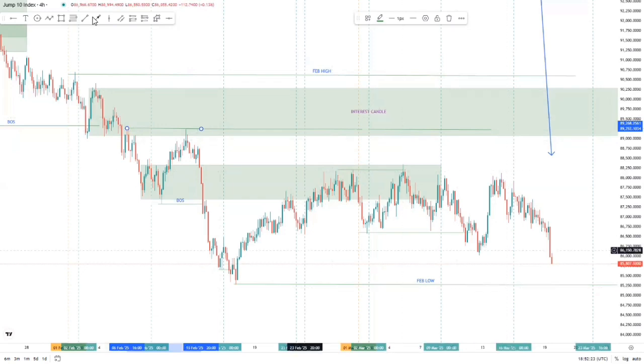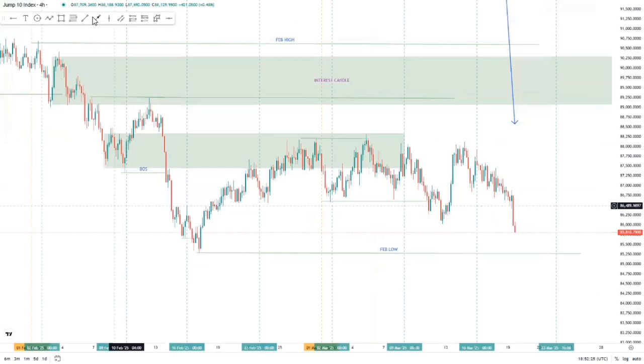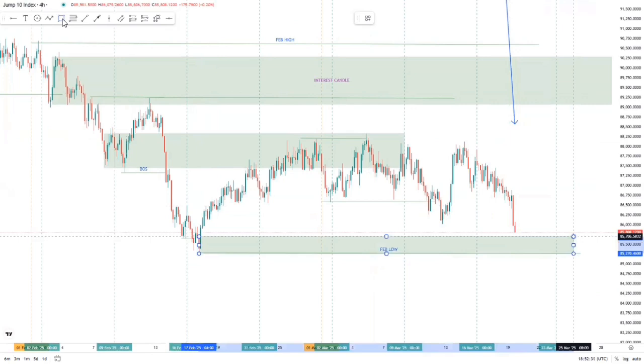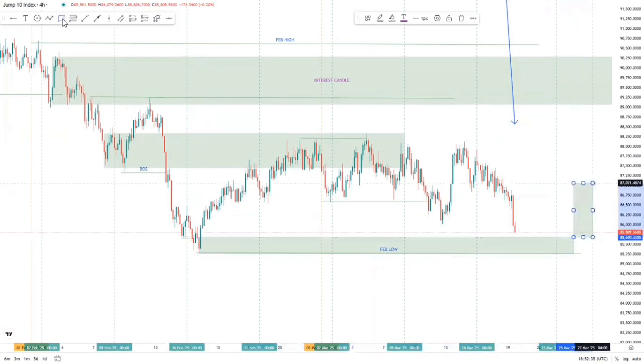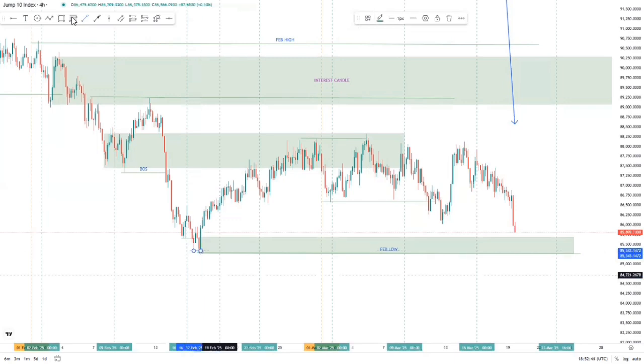First, I don't know, maybe it's gonna react to this sponsored candle here. So what's a sponsored candle? Remember, we are in a downtrend market. A sponsored candle is the last candle before any impulsive move which took liquidity. So here, this is the sponsored candle. And here we had a change of character.